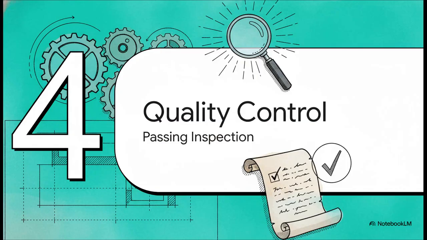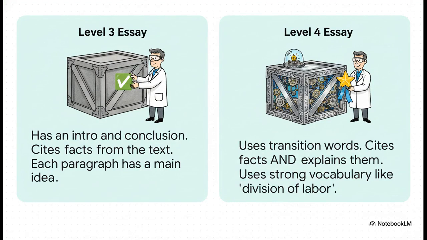And there we have it. Our product is fully assembled. But wait, before it can leave the factory, it has to pass one last test: quality control. We've got to run it through inspection to make sure it's a top quality build. So, how do you get a great score?